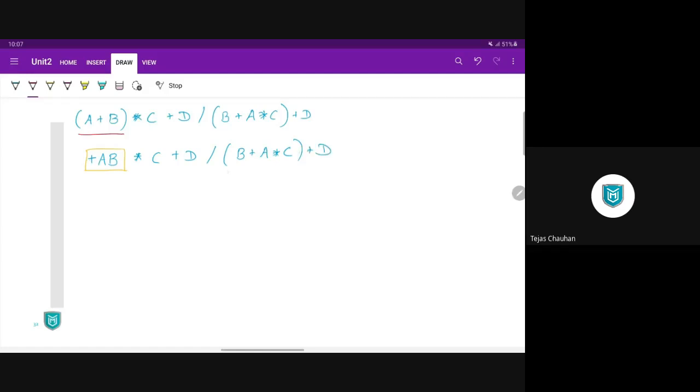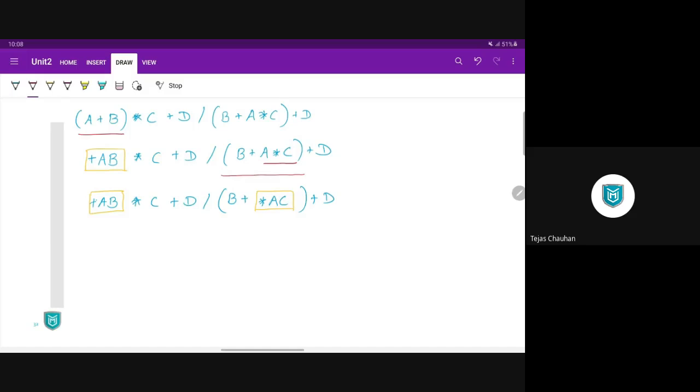Now if we want to solve this second parenthesis, then internally we need to solve A star C first, because star is having higher precedence, and that becomes star AC. Now if we consider this as a single entity, then let me write down the remaining expression as it is. Right? So this is what we have.